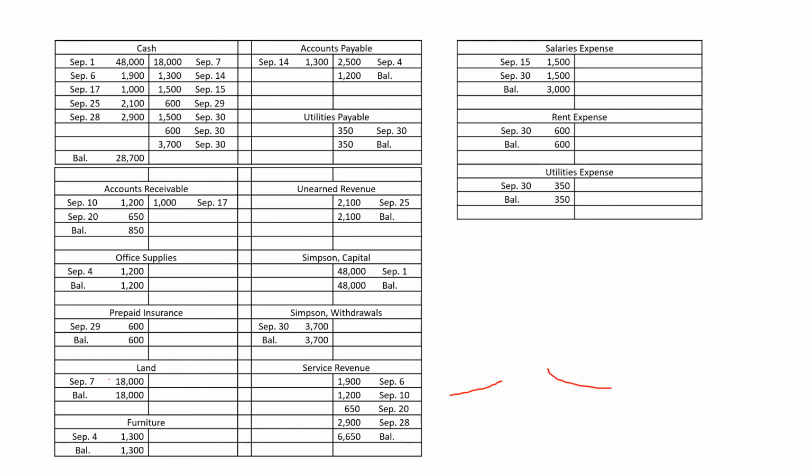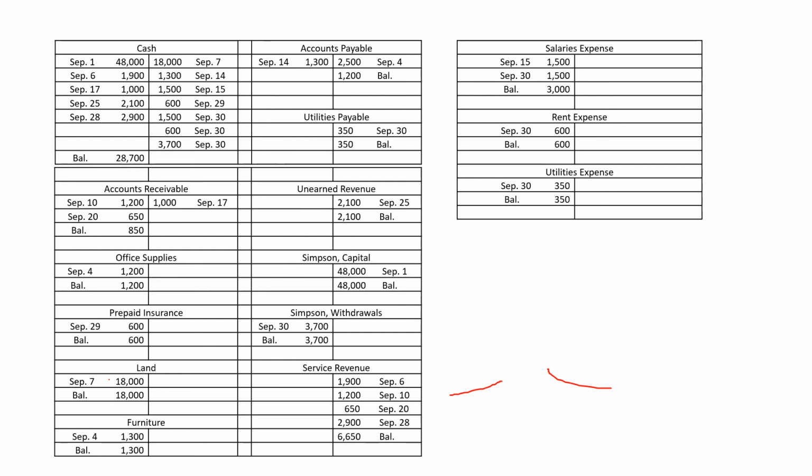Accounts receivable. Debits are $1,850. Credits are $1,000. The difference is $850 on the debit side, and you can see it says BAL there to represent balance. Some accounts only have one transaction in them, so we rewrite the dollar amount, and that is the balance. That's so for office supplies, prepaid insurance, land, and furniture.